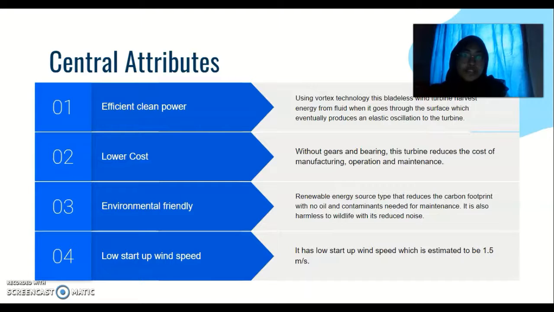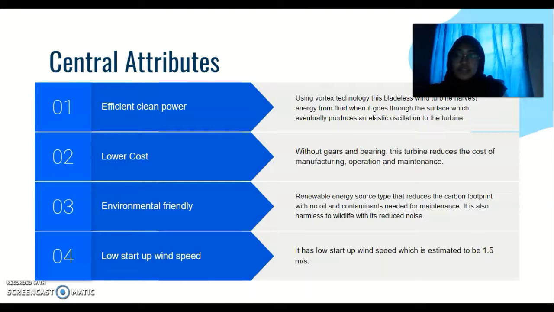Using vortex technology, our wind turbine harvests energy from fluid when it goes through the surface, which eventually produces an elastic oscillation to the turbine, which means when the wind goes through the turbine, it will vibrate and absorb the energy. And the second one is lower cost, because our turbine does not have blades, gears, and bearings, so this turbine reduces the cost of manufacturing, operation, and even maintenance.